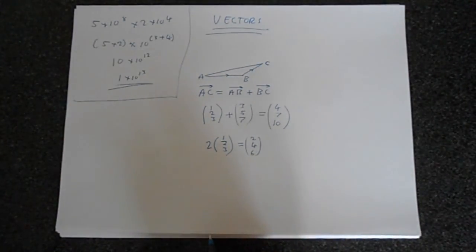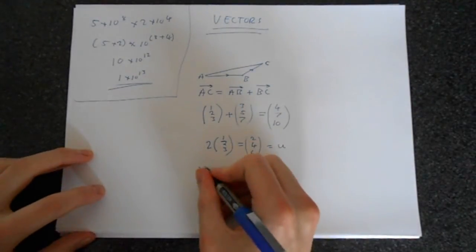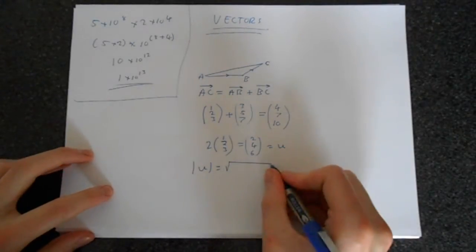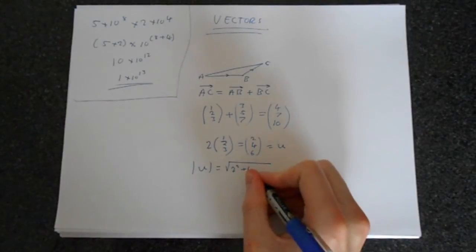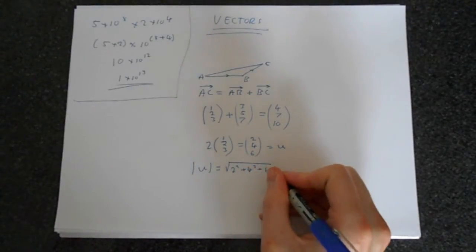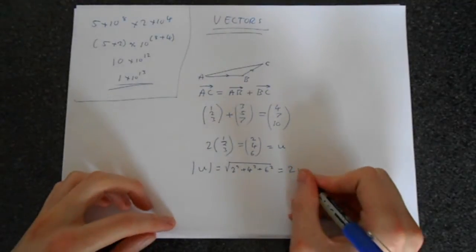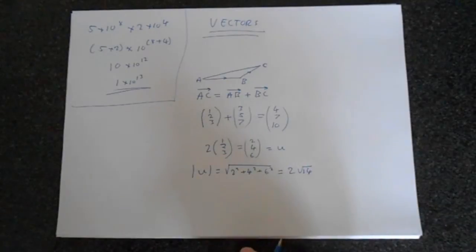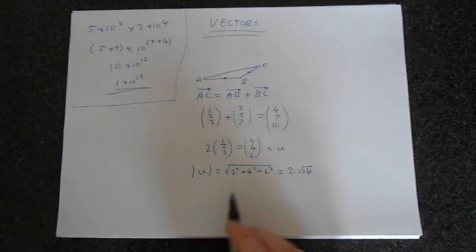The other thing we often have to do is find the magnitude. So if we called this, say, u, the magnitude of u, we take each of the numbers, we add up the squares of the numbers. So 2 squared plus 4 squared plus 6 squared, and take the square root, and if you do that, you'll get 2 root 14. This would tend to be a calculator kind of question, well, maybe not. You could work that out yourself actually.